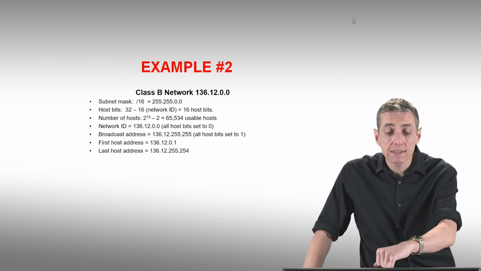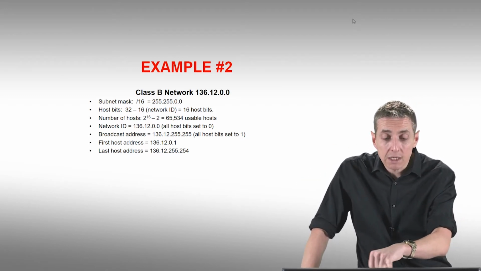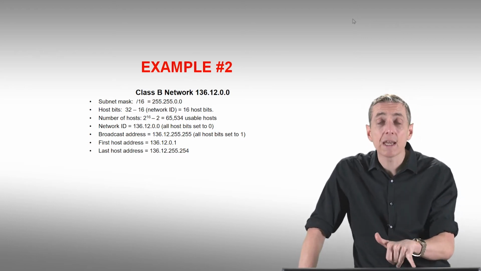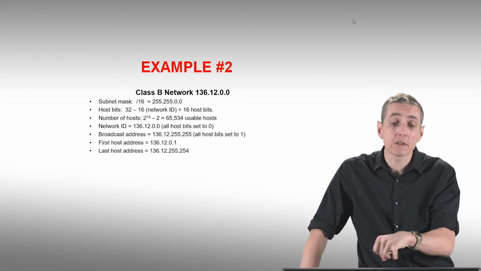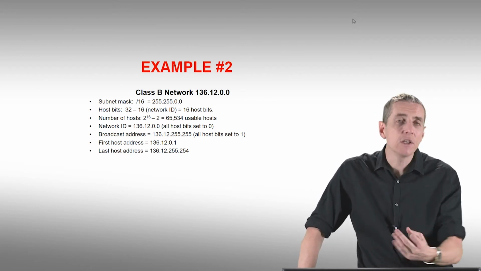Number of hosts, in this case, it's 16 host bits because we're using the last 2 octets. Network ID, the last 2 octets are 0, 0. Number of hosts, again, in this case, 2 to the 16 is 65,536. You're going to minus 2 of them, we get that broadcast. I think you should be okay with that.